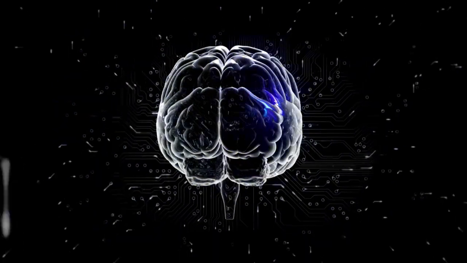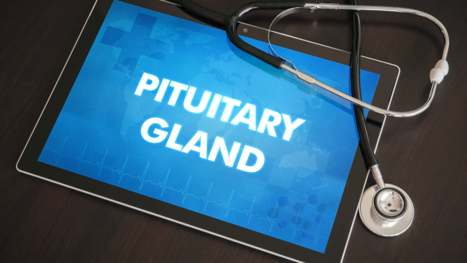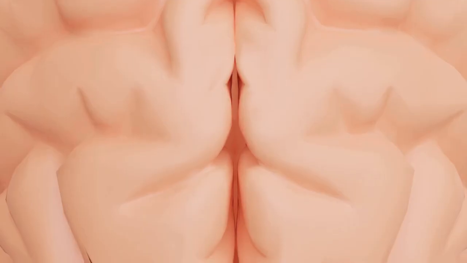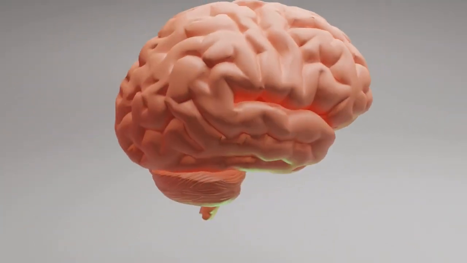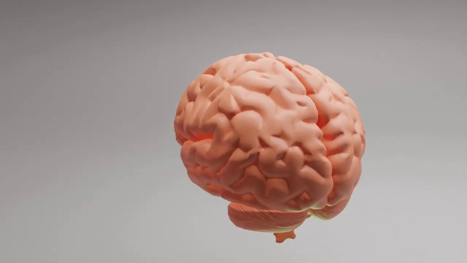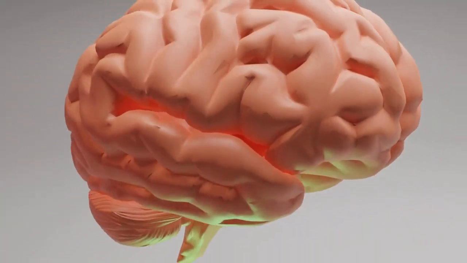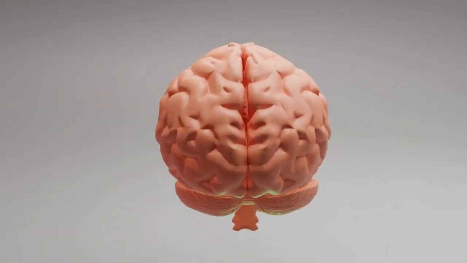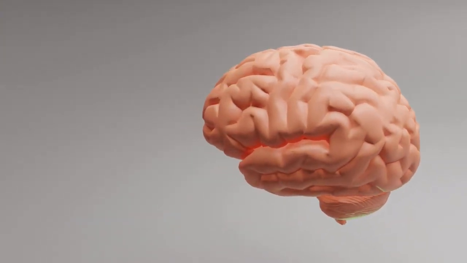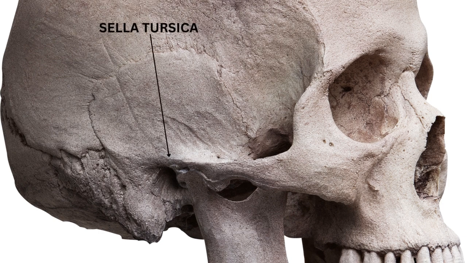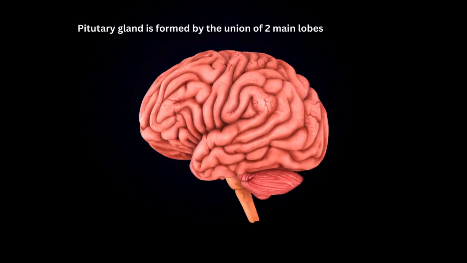This class is about the pituitary gland, the master gland of all the hormones. Where is its location? The pituitary gland is a small ovoid gland present in a small depression called the sella turcica of the skull. It is connected to the ventral wall of the diencephalon of the brain through the infundibular stalk. The pituitary gland is formed by the union of two main lobes called adenohypophysis and neurohypophysis. This is the structure of your skull and where the gland is located exactly.